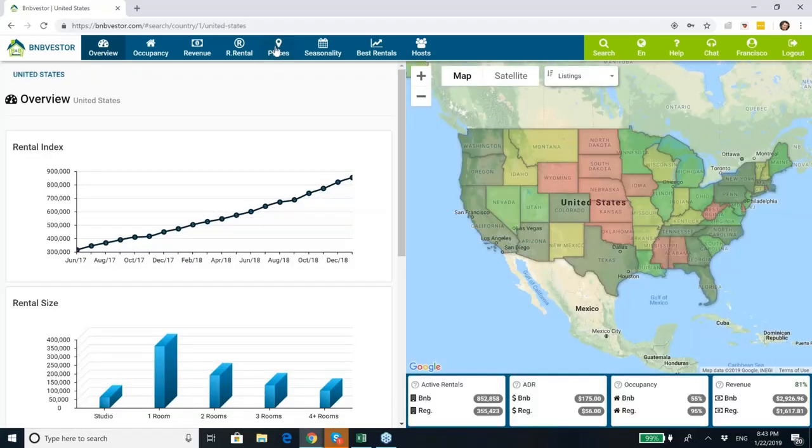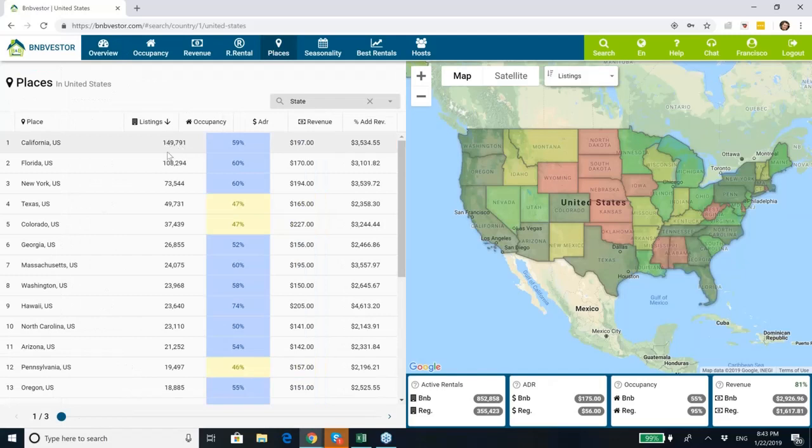In places, we can see the state that has more listings is, again, California, followed by Florida, New York, Texas, Colorado, Georgia. This is the kind of information that will tell you where to put your money, or how to do business.